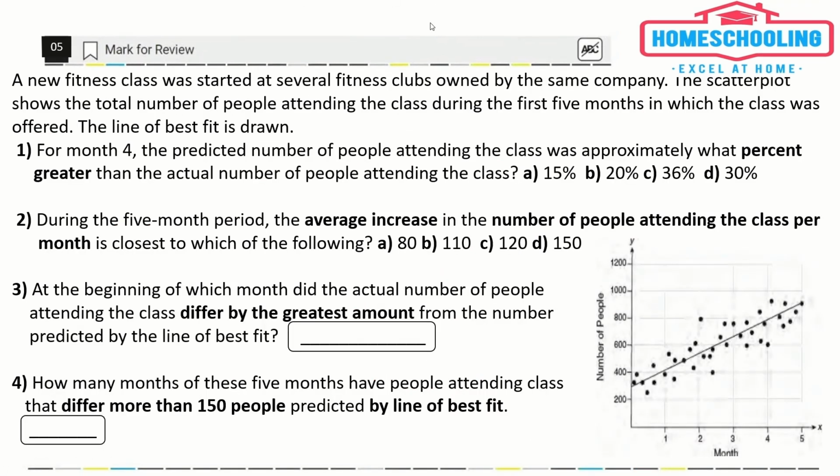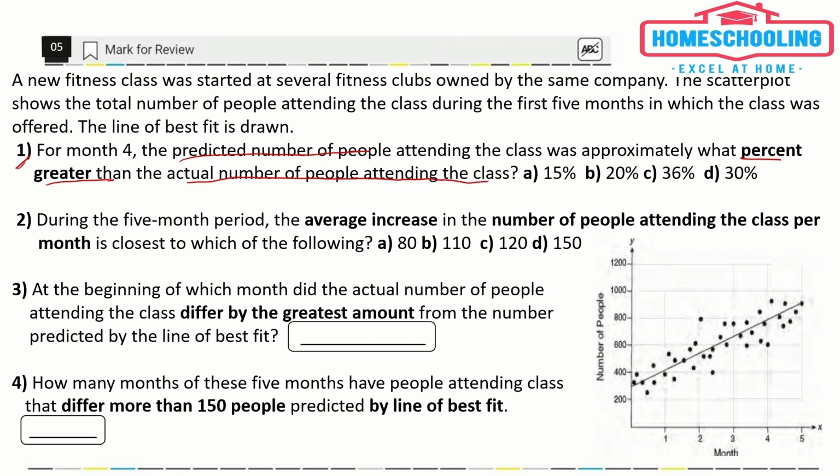In question number 5, the question says that a fitness class was started at several fitness clubs owned by the same company. The scatterplot shows the total number of people attending the class during the first 5 months in which classes were offered. The line of best fit is drawn. In part 1 of the question, we have to find for month 4 the predicted number of people attending the classes, approximately what percent greater than the actual number of people attending the classes.